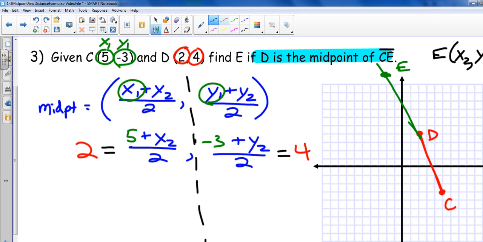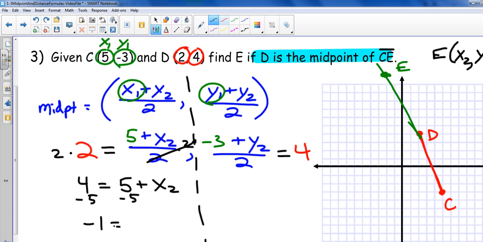I'm going to work on the left side first, and then I'll repeat on the right side. I'm going to multiply the whole equation by 2, both sides. Get rid of the 2's. I've got 4 on the left side is equal to 5 plus x sub 2. Subtract my 5, and negative 1 is equal to x sub 2. I now know that the x coordinate of my other endpoint, E, is actually going to be negative 1.